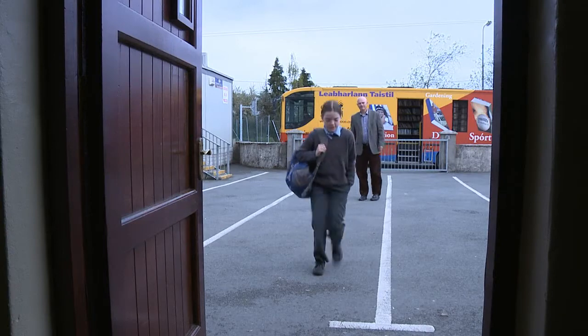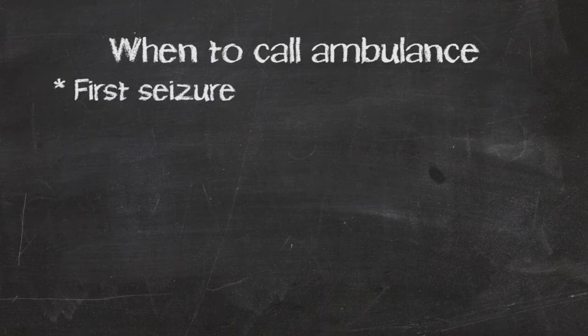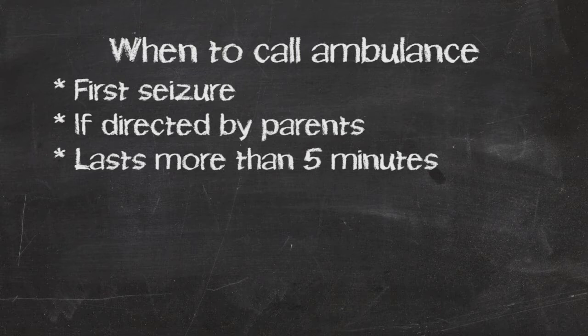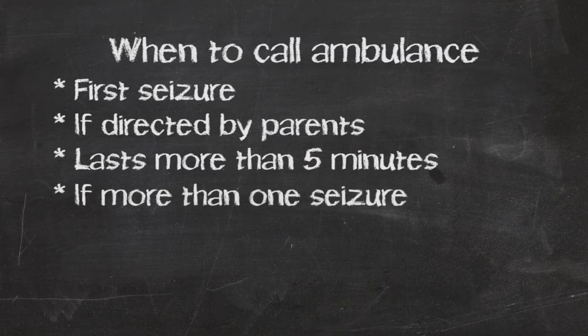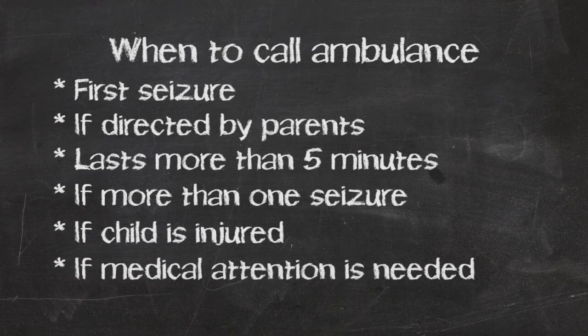In most cases, there is no need to call an ambulance except if you know it's the child's first seizure, if directed by the parents, if the seizure continues for longer than normal duration of more than 5 minutes. This is why it is important to note the time the seizure starts. If one seizure follows another without the child regaining awareness between the seizures, if the child is injured during the seizure, if you believe the child needs urgent medical attention, or if you are in any doubt about the child's well-being.